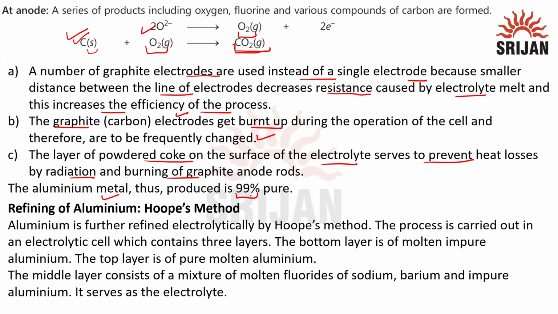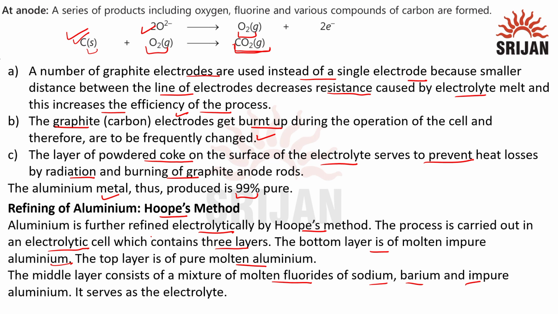Now talking about the refining of aluminium, that is known as the Hoope's process. So what happens in the Hoope's process? First, the aluminium is further refined electrolytically by the Hoope's method, and the process is carried out in an electrolytic cell which contains three layers. The bottom layer is of molten impure aluminium that is extracted from the Hall-Heroult process, the top layer is of pure molten aluminium, and the middle layer consists of a mixture of molten fluorides of sodium, barium, and aluminium.